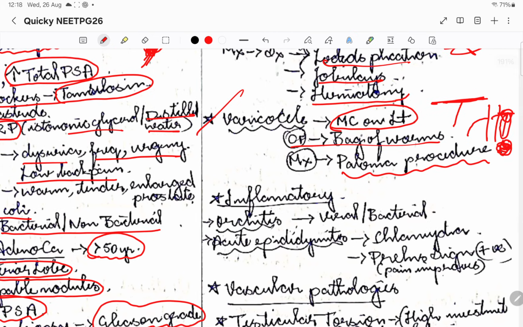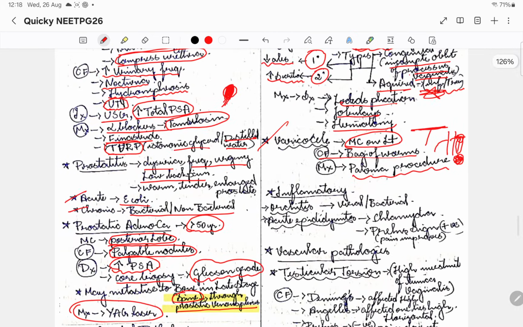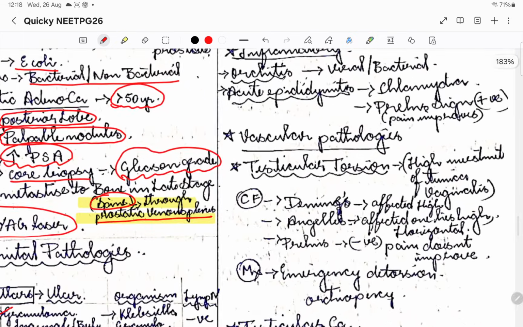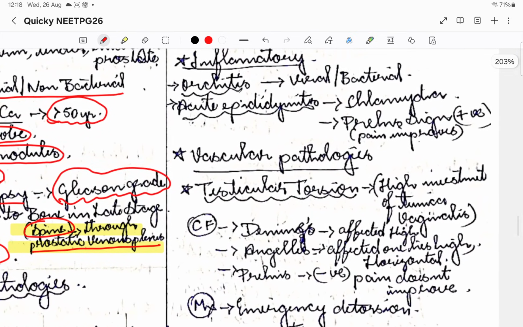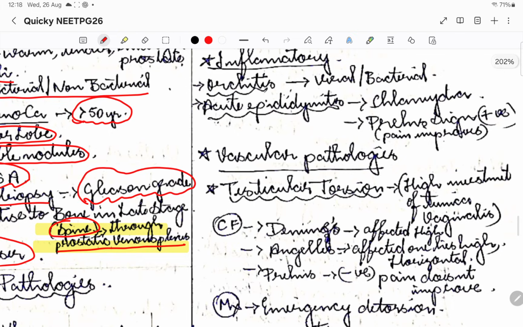Okay, then coming to inflammatory pathologies of testicles, that is orchitis and acute epididymitis. So orchitis is viral and bacterial, whereas acute epididymitis is most commonly because of chlamydial infection. Okay, so the Prehn sign is positive here. So basically pain improves on elevation. Okay, pain improves on elevating the scrotum is Prehn sign. So that means the Prehn sign is positive.